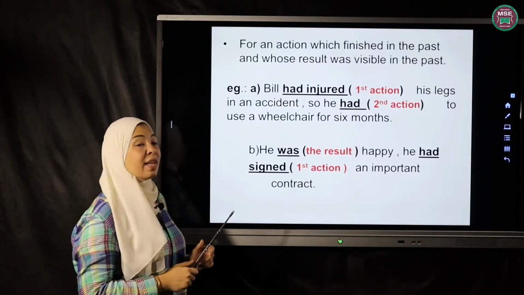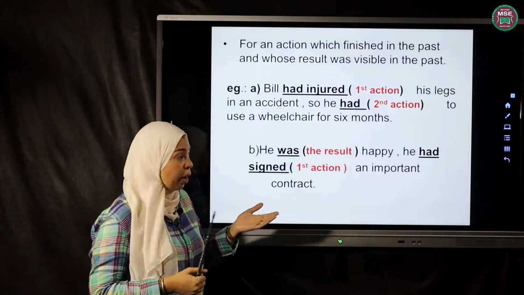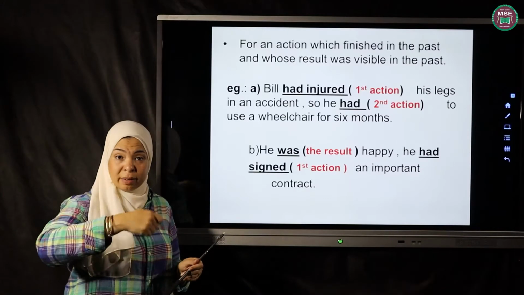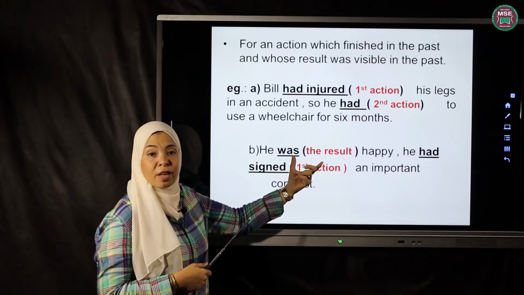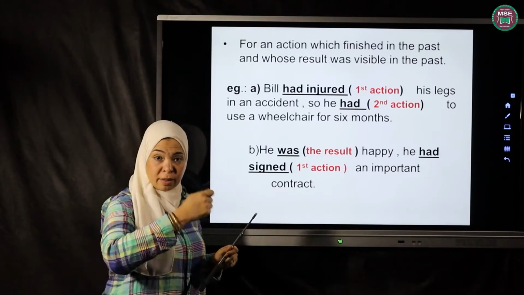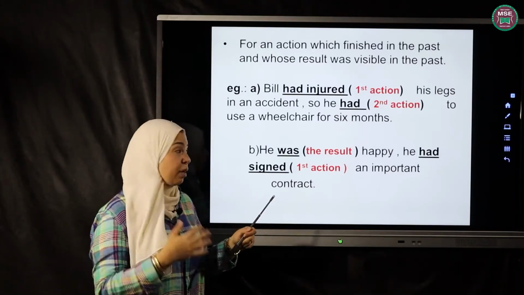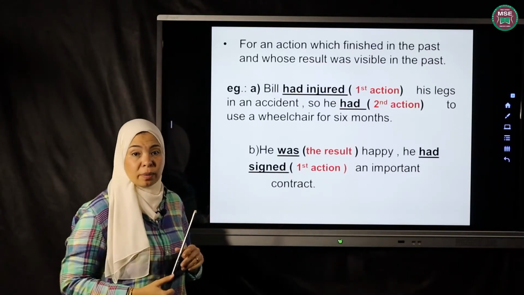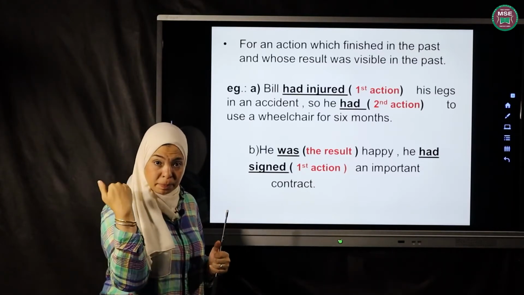Number B: he was happy. Was also refers to the past action. He was happy. Why? He had signed an important contract. After he had signed the important contract, he was happy. This is the result. After he signed the contract, what happened? He was happy. I didn't say he is happy because it's not present, it's past. All of these actions happened and finished in the past. Okay?